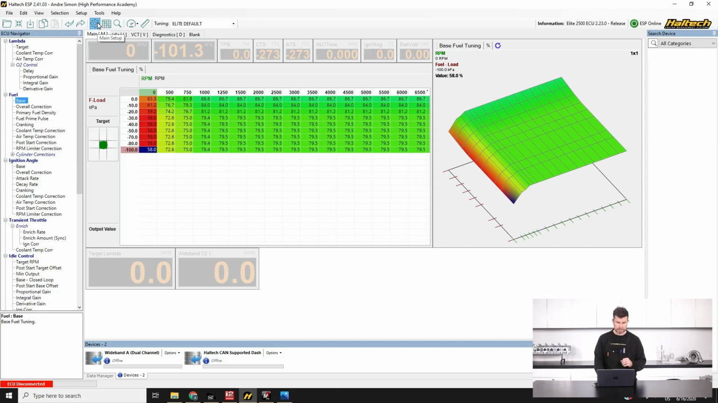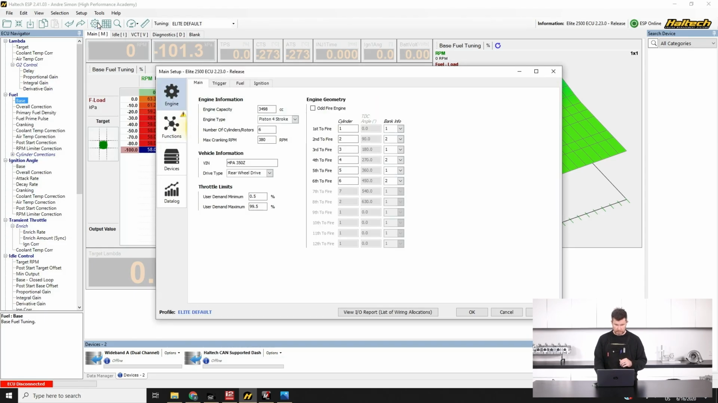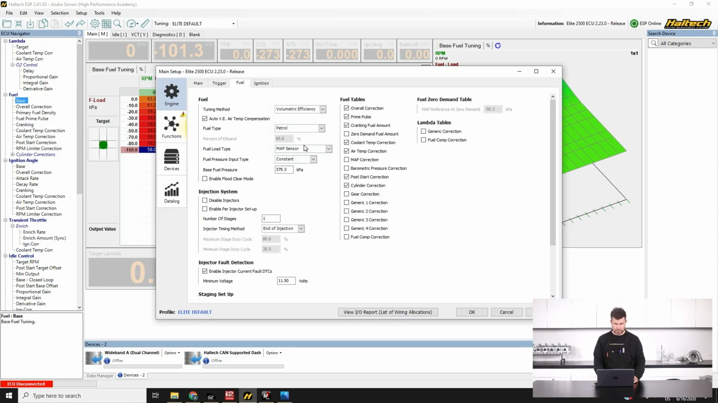Looks like I've managed to pick a weird map to start with, but if we come across to our setup here, and we want to come across to our fuel, and then if we come down to our fuel load type, you can see that we've got map sensor currently listed, but inside of that drop down menu we have the option of engine pressure ratio. So what it does if you choose this is it basically uses the load axis for your fuel table. It will become your inlet manifold pressure divided by your exhaust manifold pressure. And you might be thinking, well, why would we want to do that?